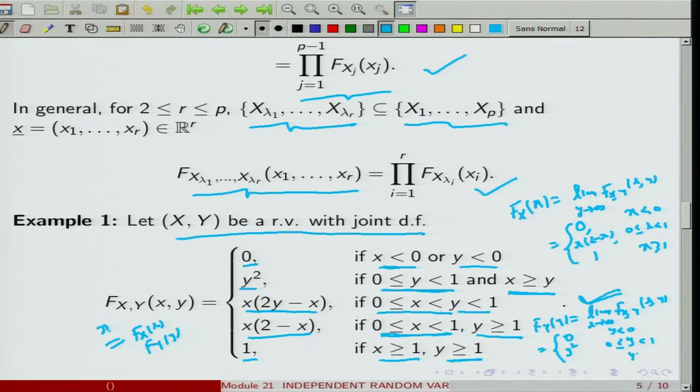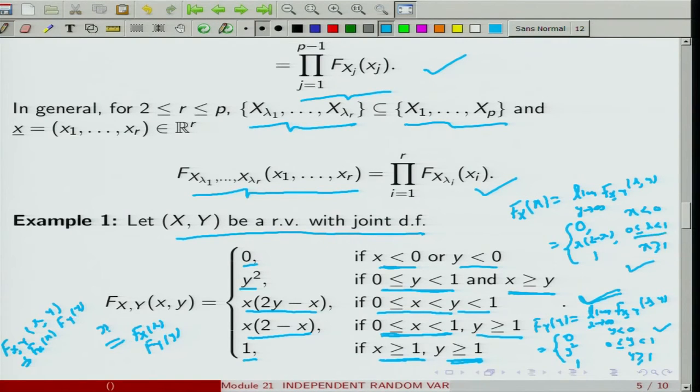And clearly, if y is greater than or equal to 1, and if I take x going to infinity, which falls in the region x greater than or equal to 1, I get this. So, f_X(x) turns out to be this, f_Y(y) turns out to be this. Now, you can clearly check that f_XY(x,y) is not equal to f_X(x) f_Y(y). That is very easy to check.